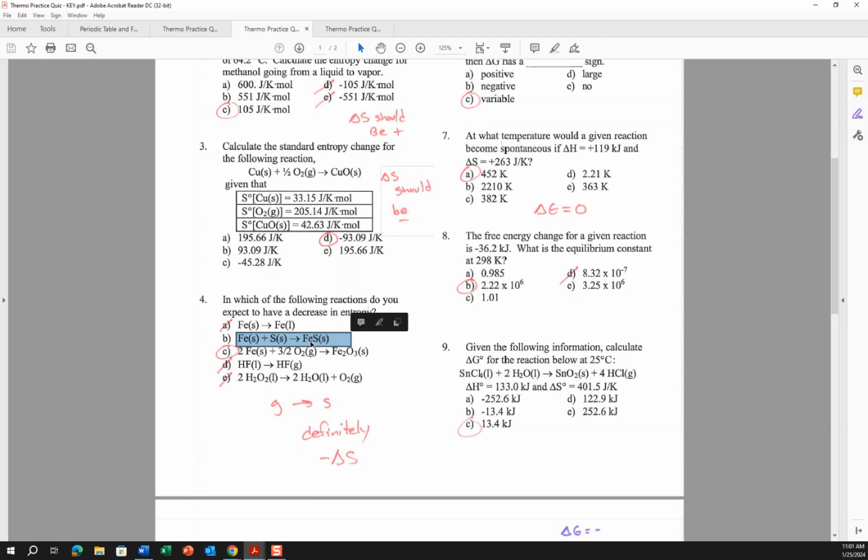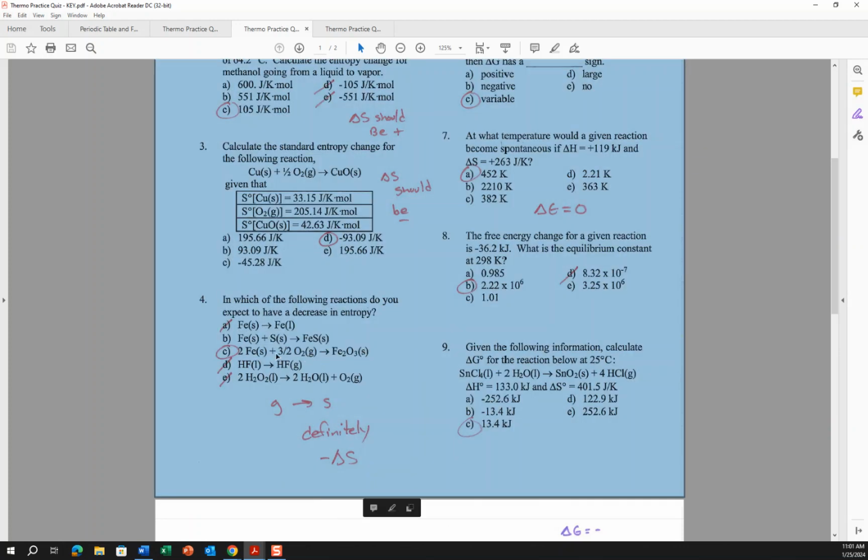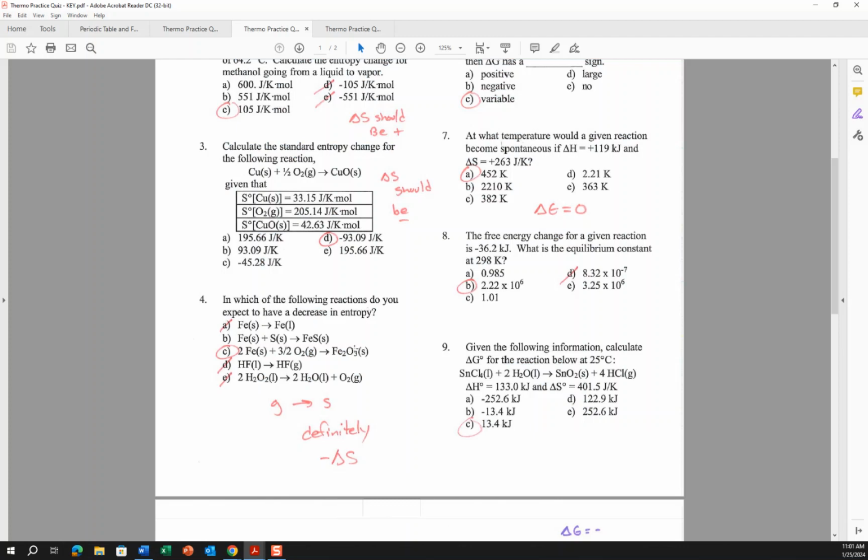So this might end up being more disordered. This, we're not sure yet, okay? But if we look at C, we have 2 solids, but we also have 3/2 gas going to nothing but solid. So C is definitely going to be a decrease in entropy. D, definitely not. That's an increase in entropy.